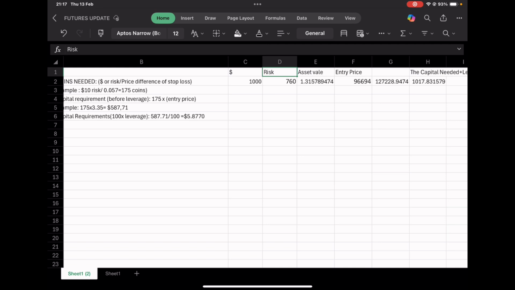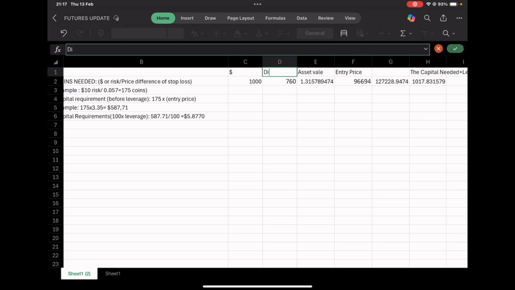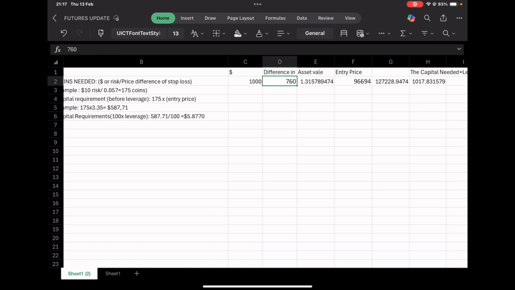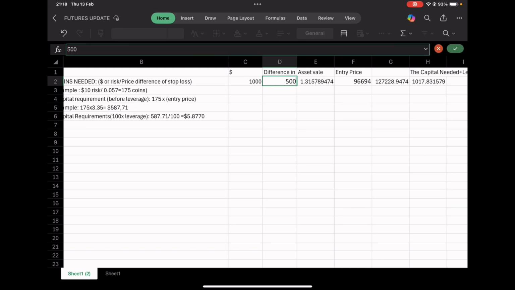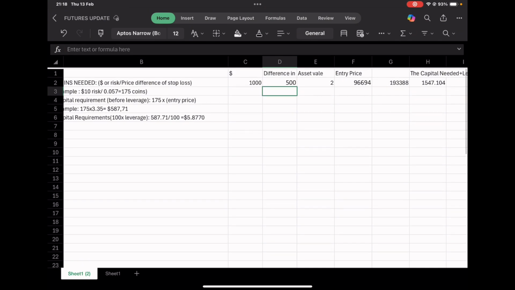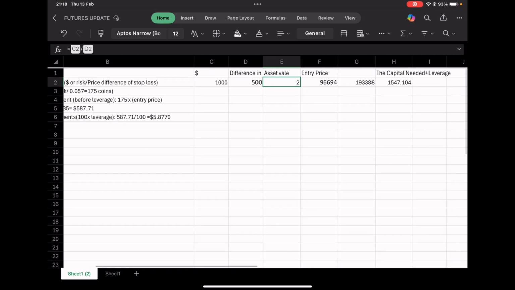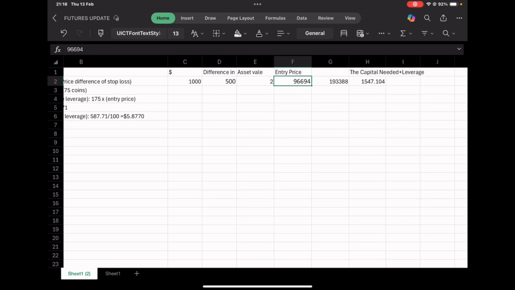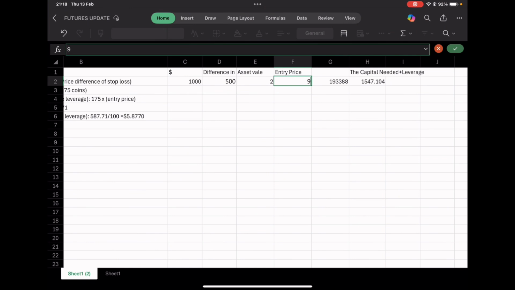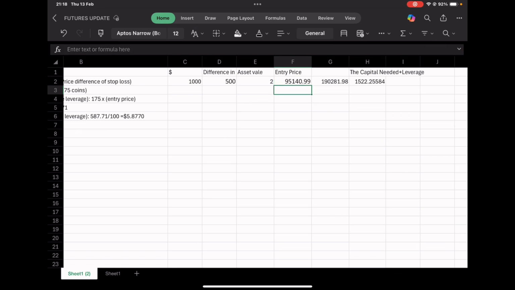So the risk on this trade, difference in stop, right? Let me just edit it so that you guys will have an idea. So always put the amount you see on the signal. Based on this signal, the difference in stop is 500, right? So now the asset value is what we're going to put, the amount of BTC that we want to risk. Also, don't forget to put the entry price. Our entry price is 95140.99.